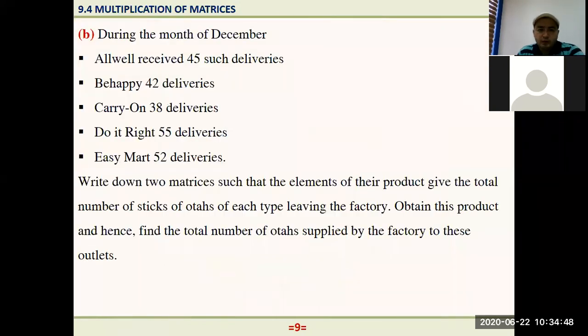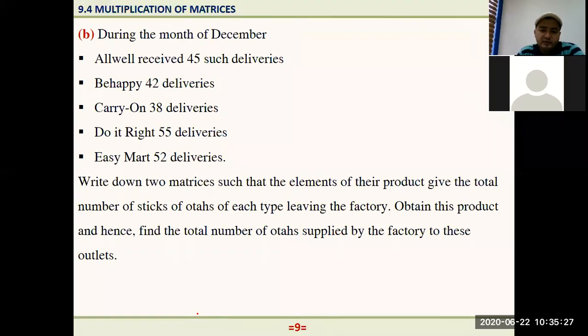Continue. Question B. During the month of December, A will receive 25 such deliveries. You're delivering this, and when they actually run out of the food, they just give a call and you have to deliver one more time. Anyway, during the month of December, B will receive 45 such deliveries, Be Happy 42 deliveries, Carry On 38 deliveries, Do It Right 55 deliveries, and Easy Mark 52 deliveries, right?